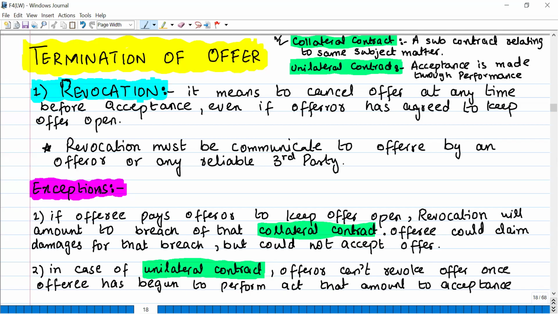The second is, in case of a unilateral contract, the offerer can't revoke the offer once the offeree has begun to perform an act that amounts to acceptance. I talked about how a contract can be made with acceptance through performance as well, not only written or oral. Such a contract is known as a unilateral contract, in which acceptance is made through performance. So if there was a unilateral contract, I cannot cancel the offer. Why? Because if the other party started performing, he has started the acceptance. Then the contract will be formed, and I am not entitled to cancel that.